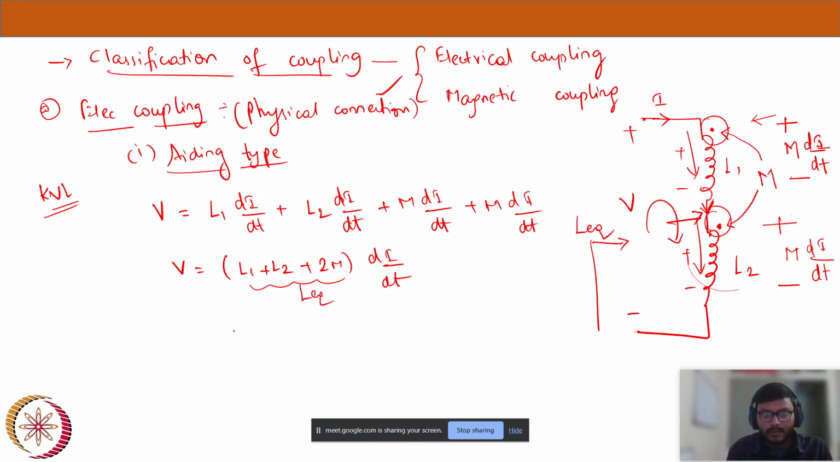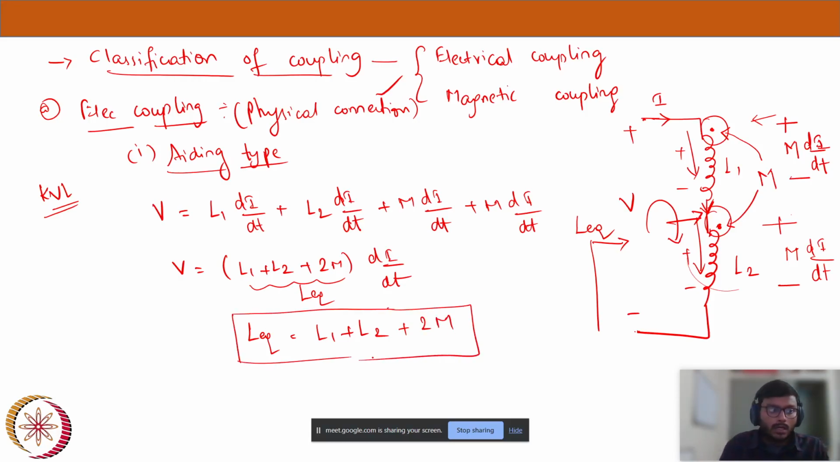We can replace it with L equivalent is equal to L1 plus L2. These are self-inductances, and 2M is twice the mutual inductance. Now you see here, L1 and L2 are the self-inductances that we know.